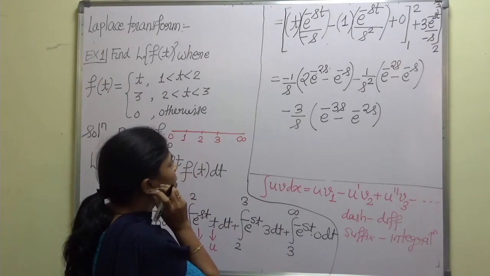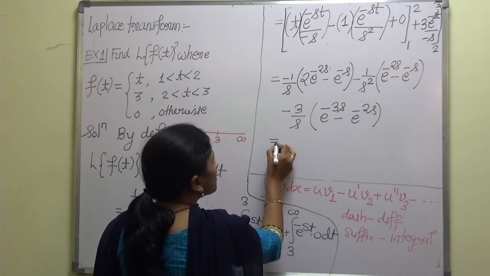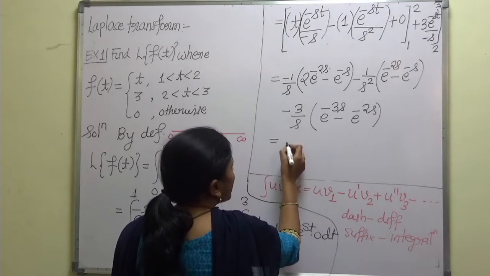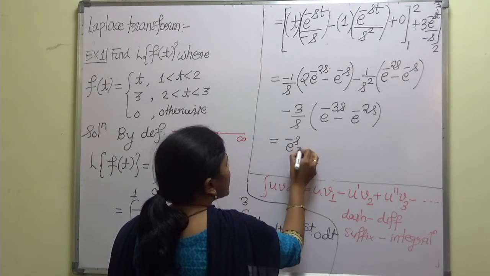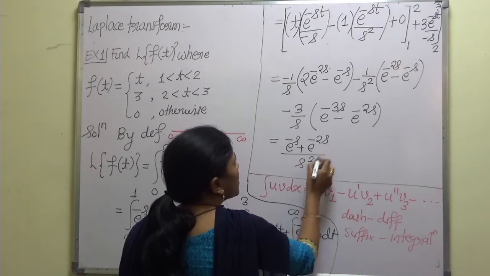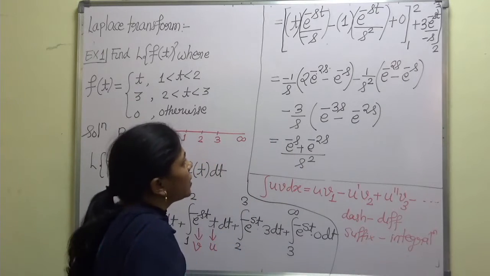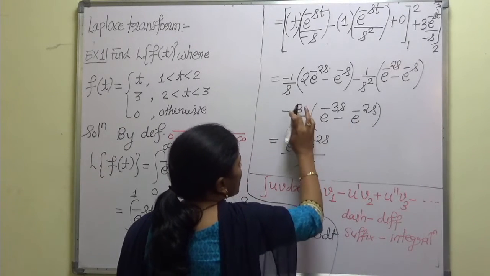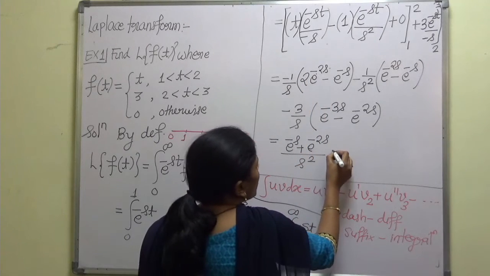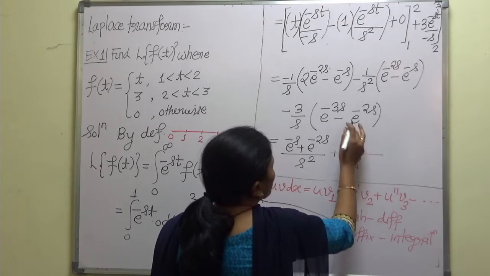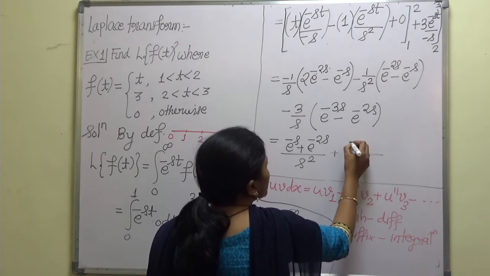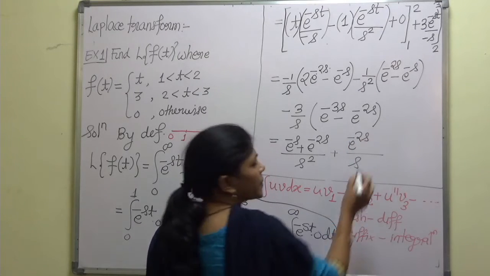Yes, we have similar terms. What are the similar terms? There is only one term of 1 by s square. Let us write that. I'll write it as e raised to power minus s plus e raised to power minus 2s upon s square. This we have written. Now, e raised to power minus 2s plus 3 by s, here it is minus 2 by s. So what will it be? Plus 3 by s minus 2 by s, so it is only 1 times 1 by s of e raised to power minus 2s.